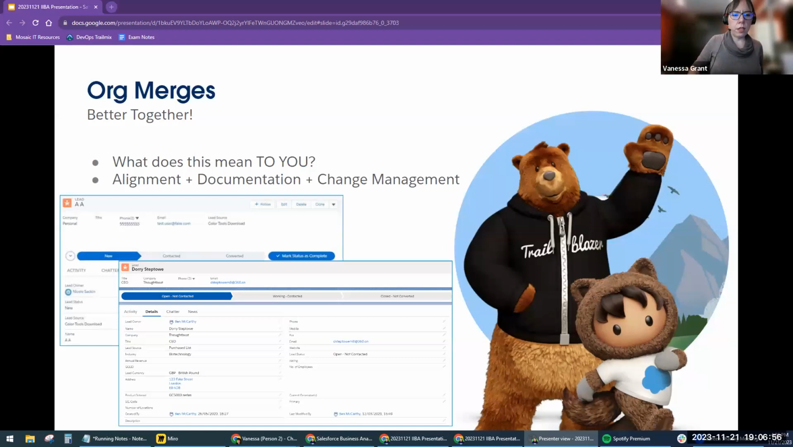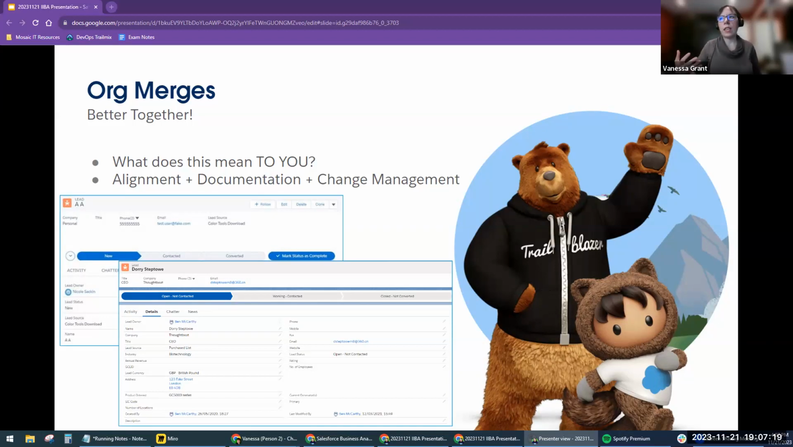Last one is org merges, better together. This happens a lot. You'll have a company that will acquire another company, and both of them will have Salesforce, and they'll coexist for a time, but then want to realize the synergies of their investment in acquiring that second company, and so they'll want to merge their Salesforce orgs.